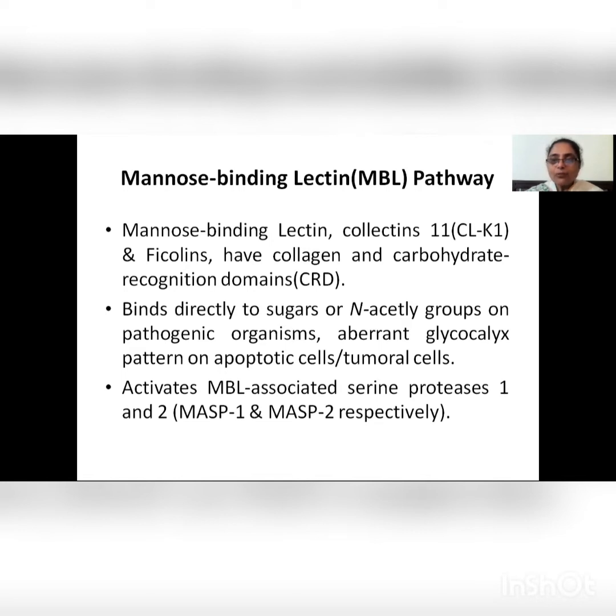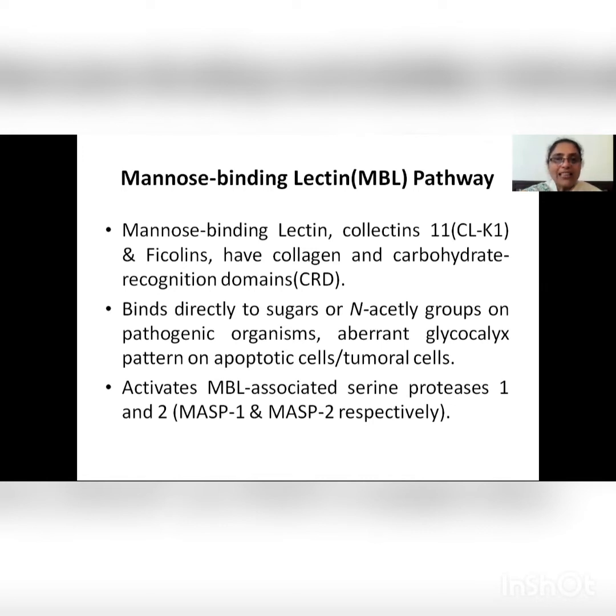In my previous class I told about the classical way of activation of the pathway. So that was called the classical pathway of complement activation. This time we are reading about the mannose binding lectin pathway, one of the other ways by which complement can get activated. So what is this?